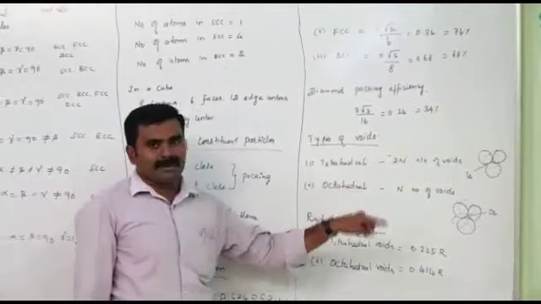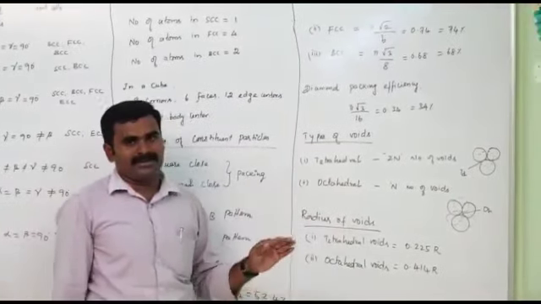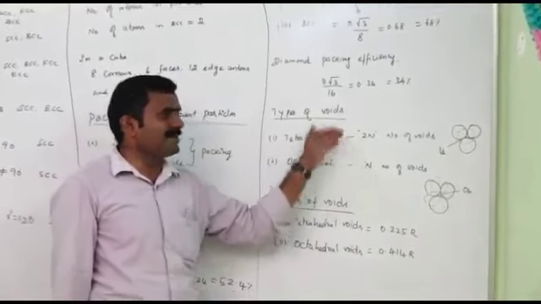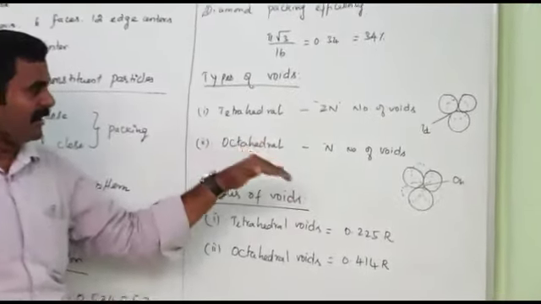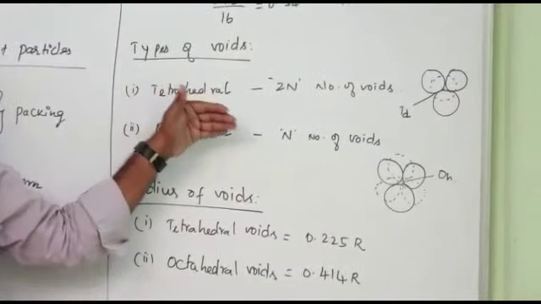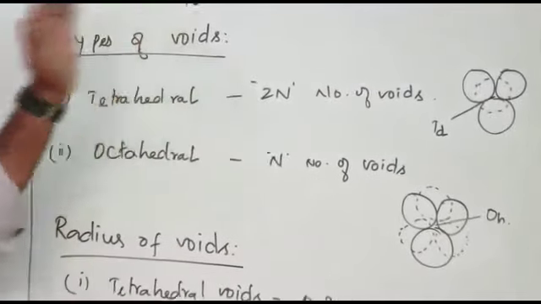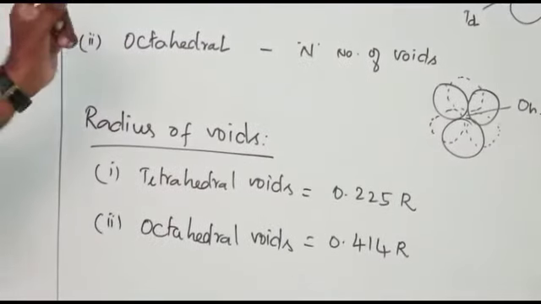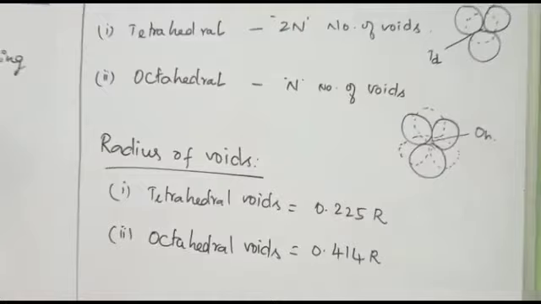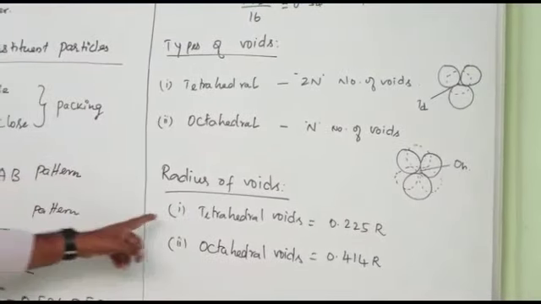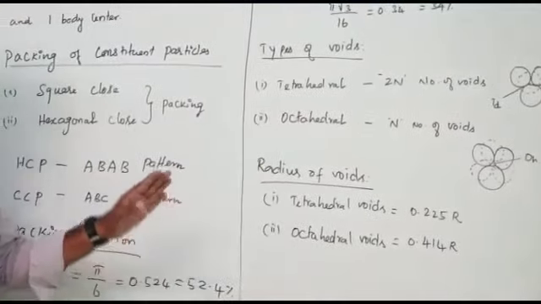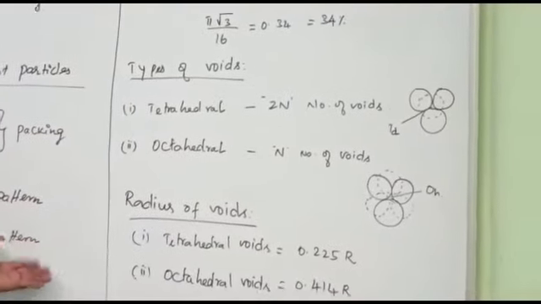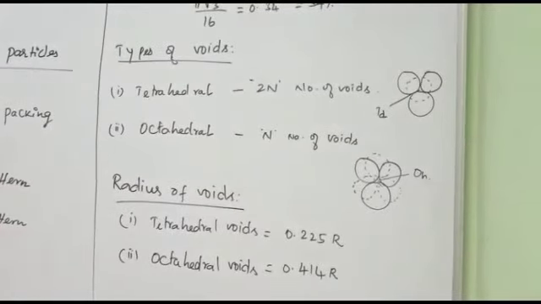If there are n octahedral voids, for example in sodium chloride, that comes under octahedral voids. Tetrahedral voids are twice the number of octahedral voids. If you know the octahedral voids, you can easily calculate the tetrahedral voids because they are twice in number. Next is the radius of voids. That hole also has a radius. For tetrahedral voids, the radius is equal to 0.225 r. For octahedral voids, the radius of the void is 0.414 times r.